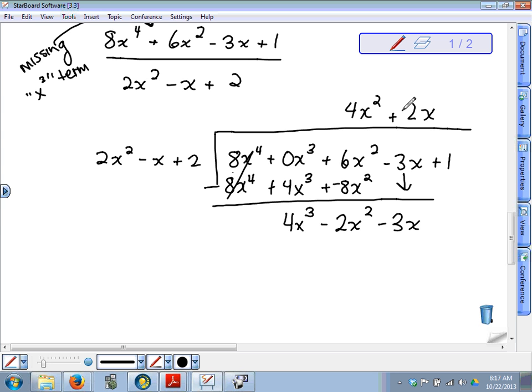And if you're struggling with coming up with what term to put on top here, what you could do is just take the first term of your divisor and the first term down here and divide them. If you take 4x to the third and divide by 2x squared, that's going to leave you with 2x. So that's the term that will come up here. Anyway, multiply the 2x: 4x to the third, minus 2x squared, plus 4x. Draw the line, change the signs.